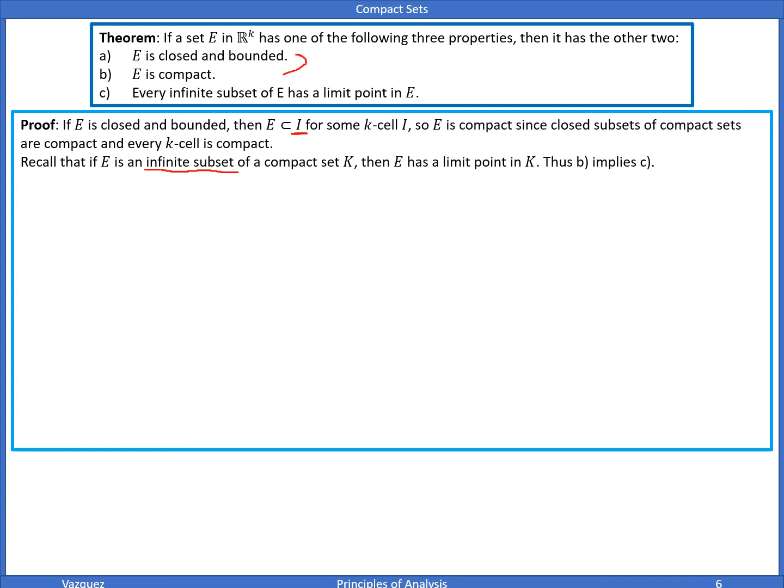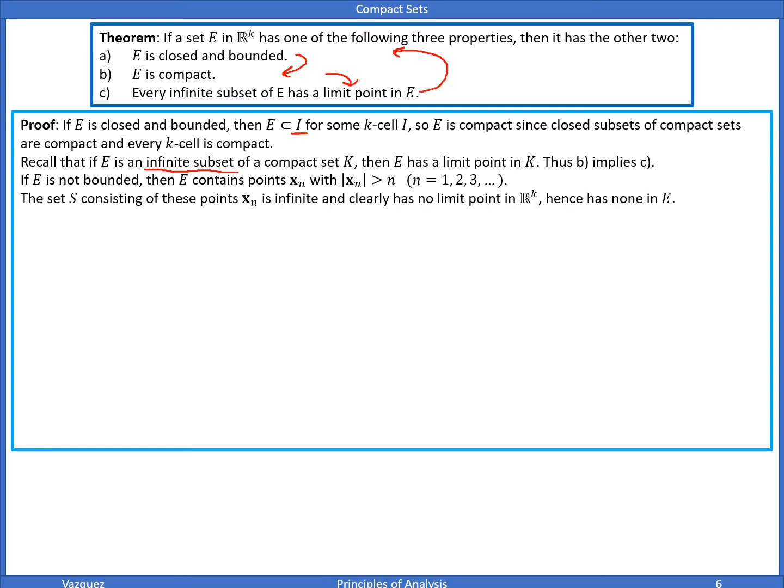So we showed that A implies B, B implies C, but now we need to show that C implies A. This is the one that takes a bit of work. So, if E is not bounded, then E contains points x_n such that the absolute value of x_n is greater than n for all n, right? It's not bounded, so there are unbounded points. Well, then the set S consisting of these points x_n is infinite and has no limit points in R^k, right? Because it's diverging, it has no limit points. So therefore it has no limit points in E. Therefore, C implies that E must be bounded. So we already showed here that E is bounded.